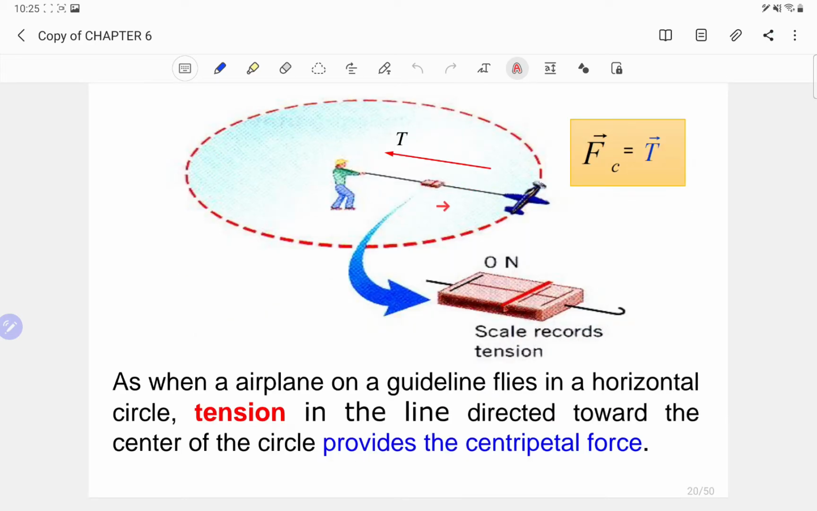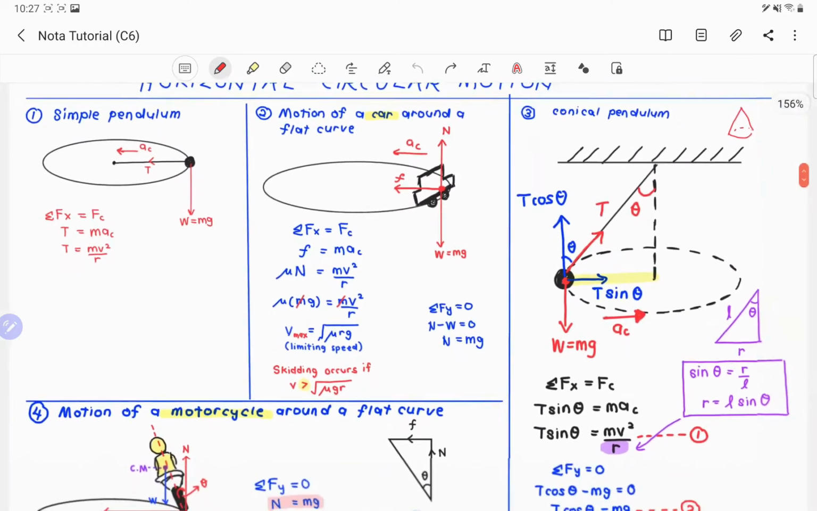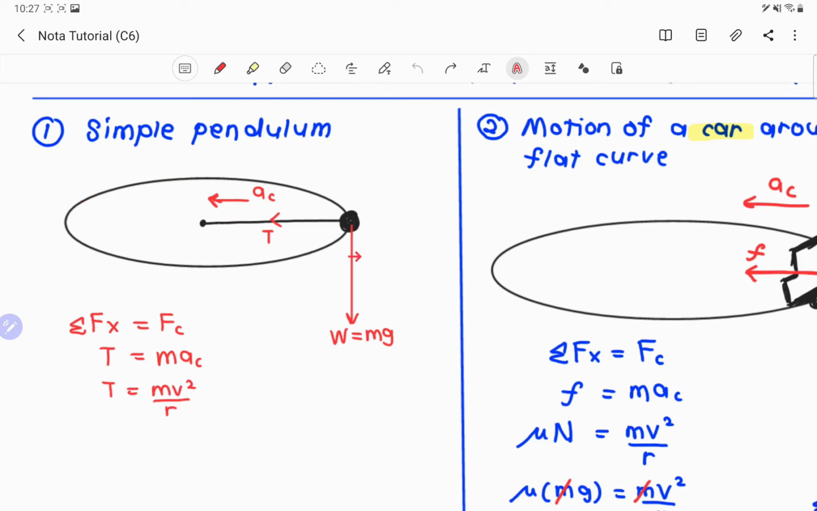So in this case over here, we have the same situation where we have a string, which means that Fc equals T. Okay, horizontal circular motion. Here we have different cases. The first one is for simple pendulum, motion of a car around a flat curve, conical pendulum, and then motion of a motorcycle. Okay, so the first one, kita tengok dekat simple pendulum.